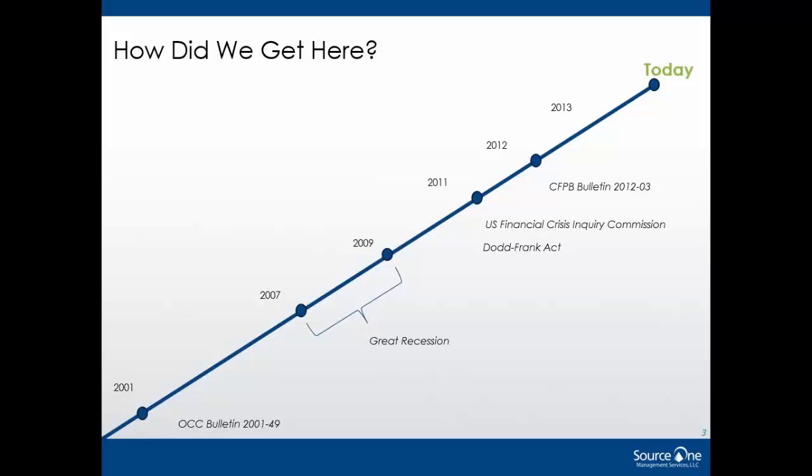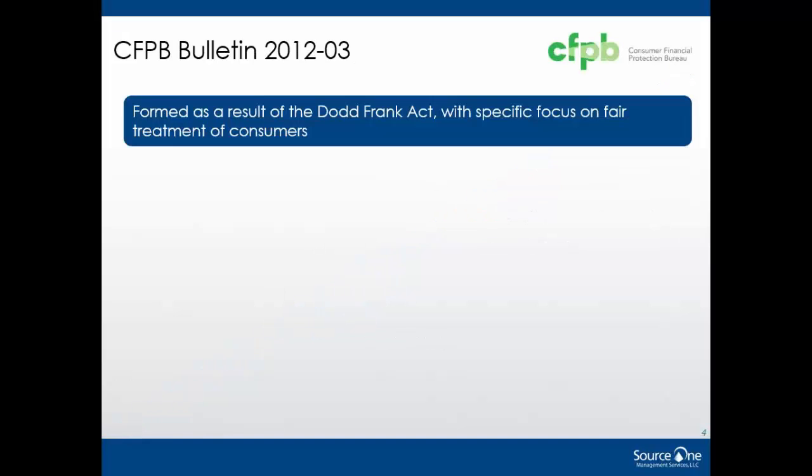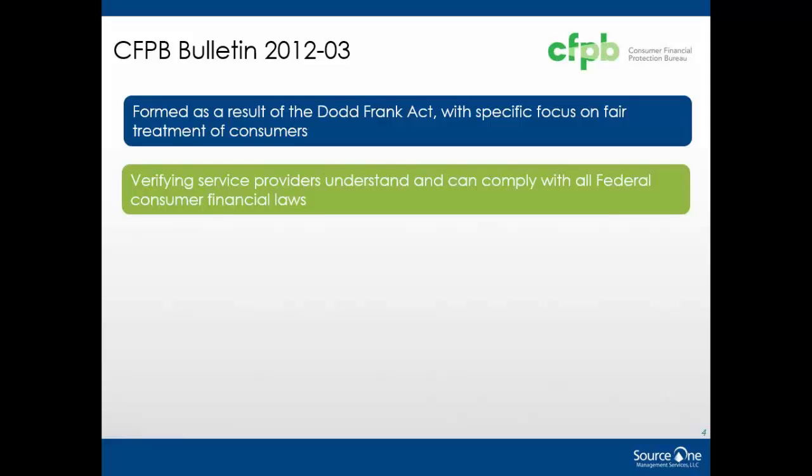So let's talk a little bit about the CFPB bulletin that's come out. It was formed as a result of the Dodd-Frank Act, specifically with a focus on fair treatment of customers by your key suppliers. One of the big tenets in the CFPB was verifying that service providers understood and could comply with all federal consumer financial laws. That's obviously saying a lot, and in terms of the detail, the OCC bulletin does not provide as much as the CFPB.